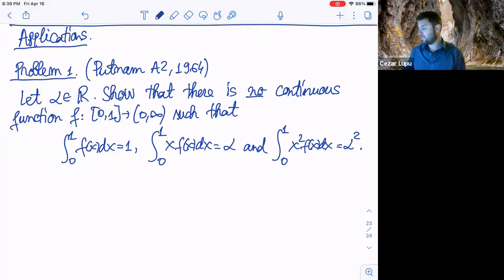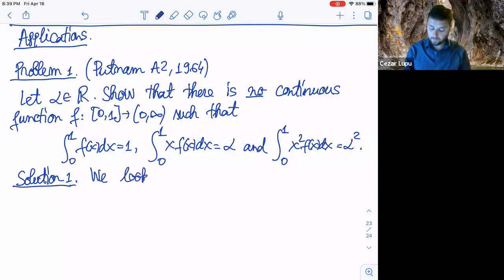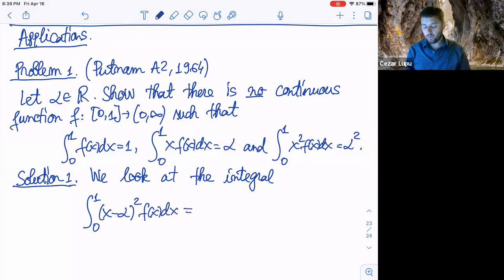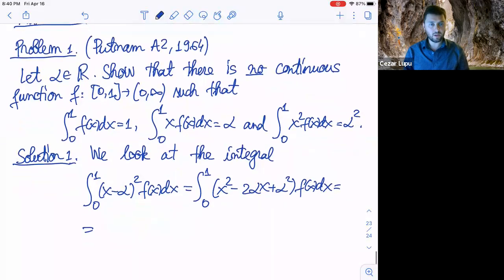Like I said, it was a Putnam problem first before it was given in any preliminary exam. Usually the official solution is like this. The trick is to look at the integral from 0 to 1 of (x minus alpha) squared times f(x) dx. Now we expand this, and we can do that easily. This is the integral from 0 to 1 of (x squared minus 2 alpha x plus alpha squared) times f(x) dx, and we use the linearity of the integral.